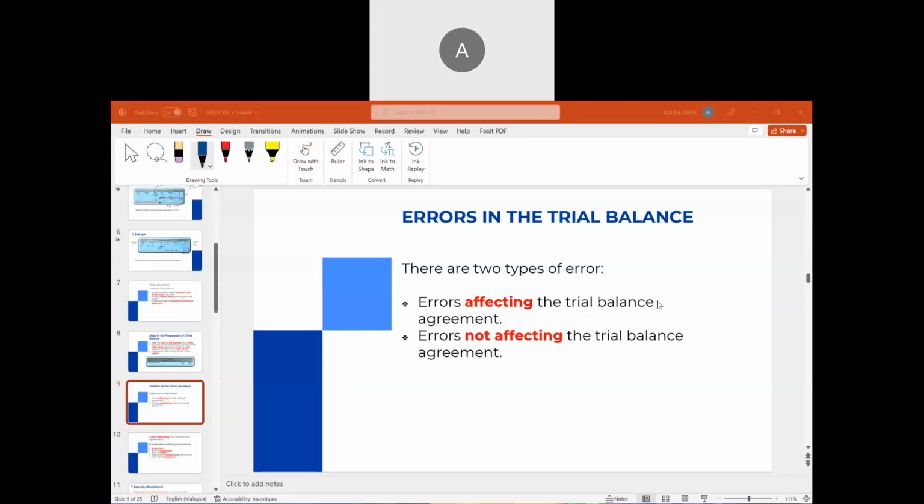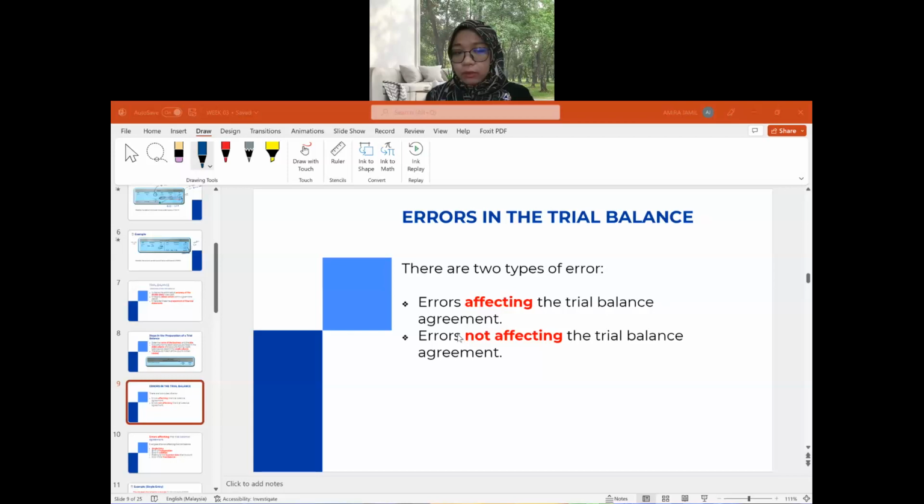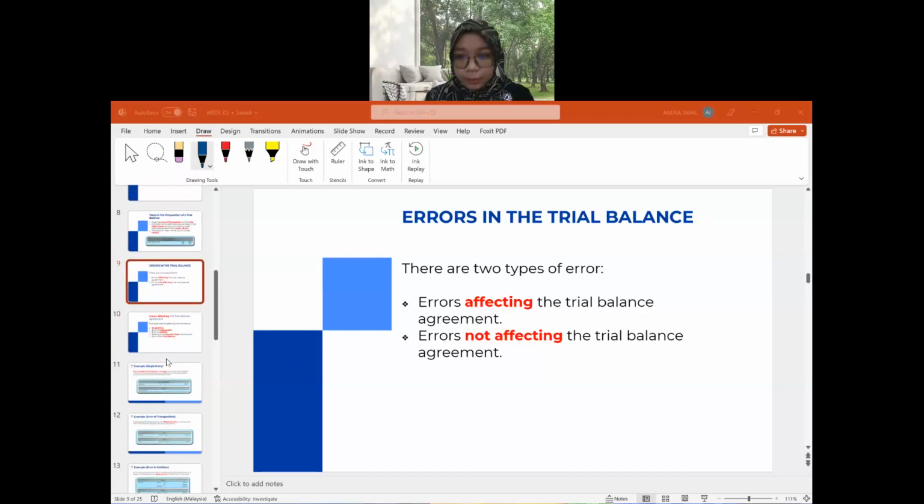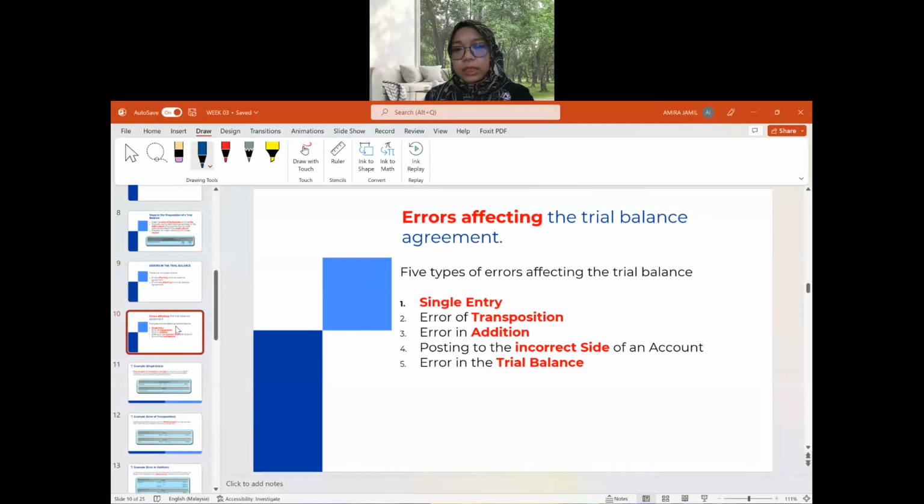Okay. The errors can be affecting the trial balance or not affecting it. Some have no effect at all in the preparation of the trial balance. Errors that can affect the trial balance agreement, meaning the debit balance and the credit balance are the same. There are 5 types of errors that can affect the trial balance.